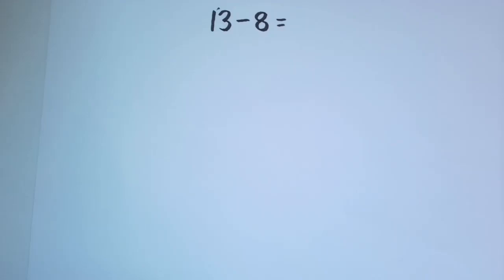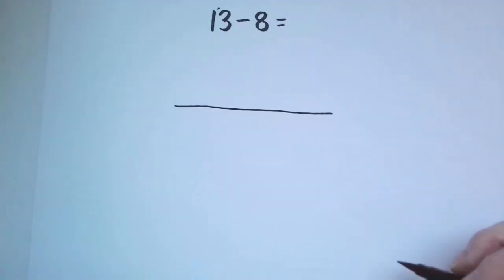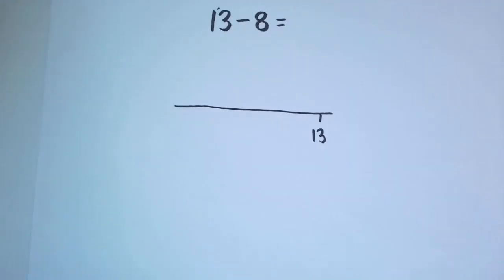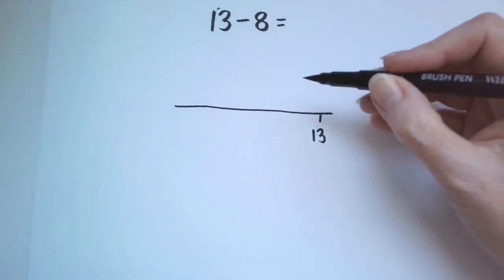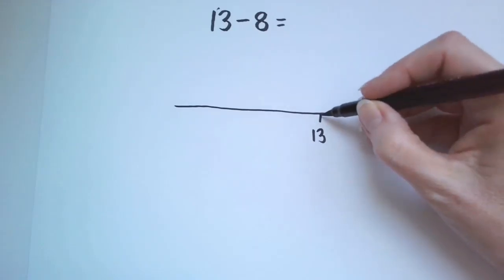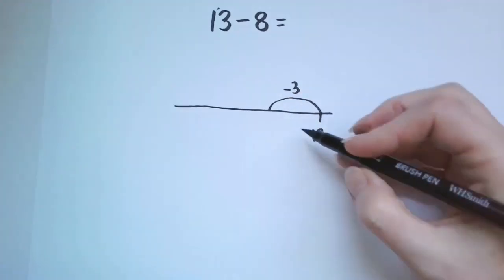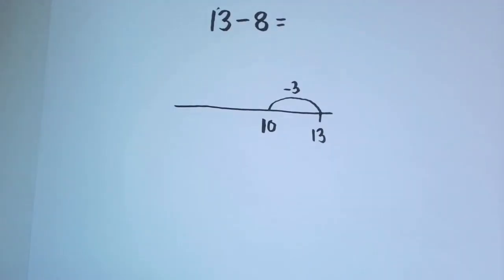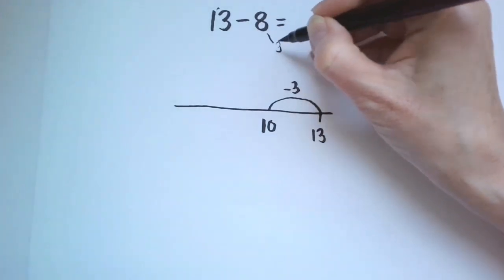So now we're going to look at using the bridging method without using counters, but this time using a number line. I'm using an empty number line, and my starting number is 13. And because we're subtracting, I'm going to work backwards on this line. So I have 13 and I want to subtract 8. Well, the first thing I'm going to do is subtract 3, because I know 13 subtract 3 would equal 10. And now I'm looking at my 8. I know I've subtracted 3.